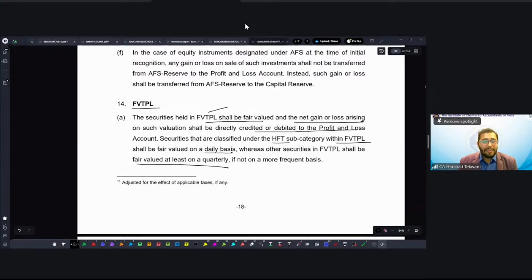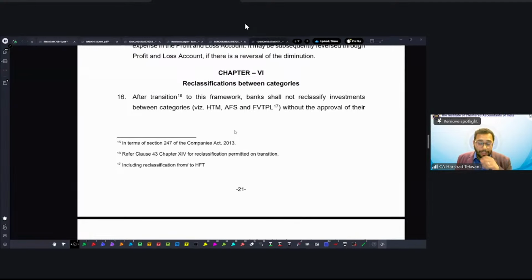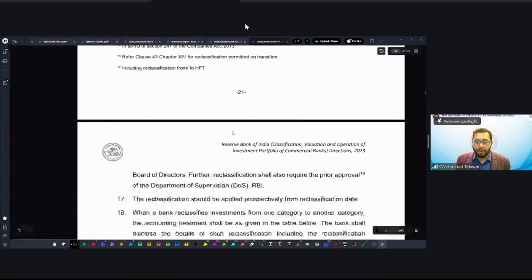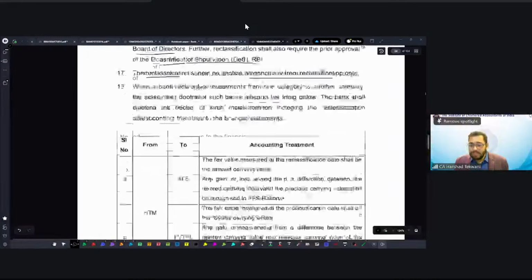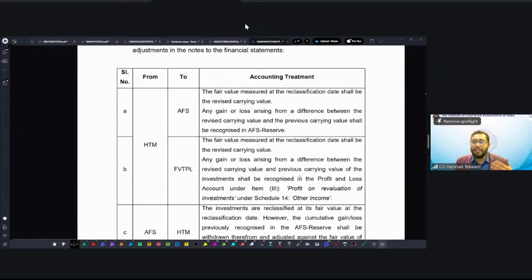And reclassification also requires a prior approval from the Department of Supervision of RBI. So you cannot directly change anything, basically, without the approvals. For the reclassification, you need an approval of the board of directors and the Department of Supervision of RBI. Let's say you obtain the approval. In that case, reclassification should be done prospectively from the date of reclassification. Do not go retrospectively.